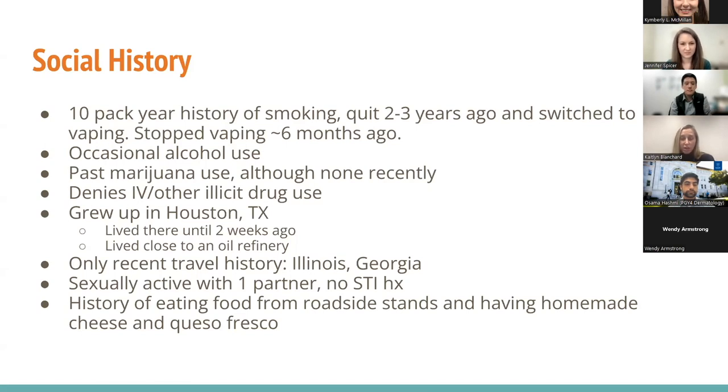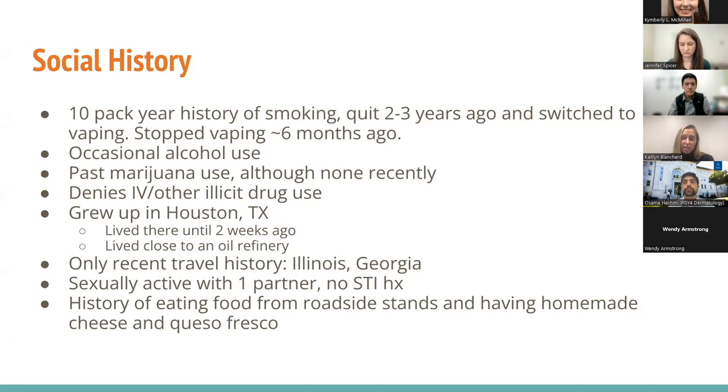Has had no other IV illicit drug use or anything like that. She spent most of her life in Houston, Texas, where she grew up. She actually lived there until about 2 weeks prior to her presenting to Emory Midtown. She did live close to an oil refinery, lived at home with her mom and her pet dog. Otherwise, that's really it in terms of that.